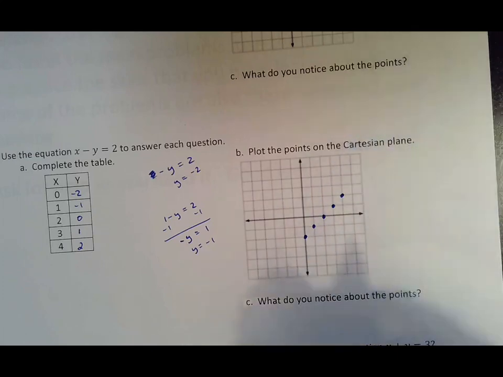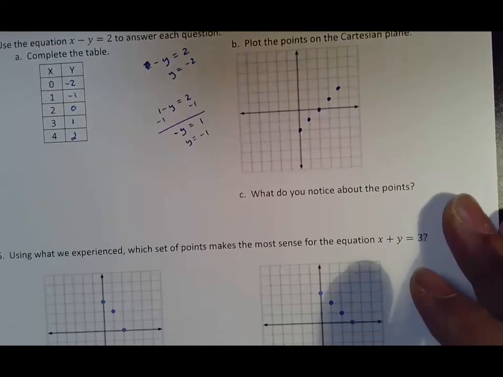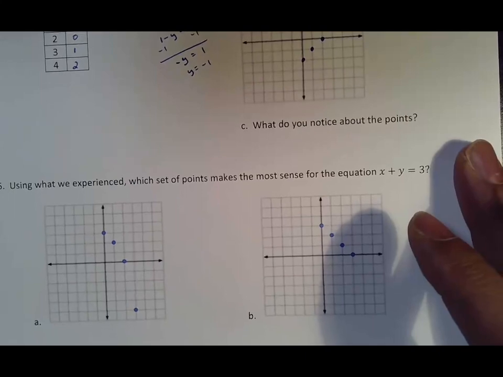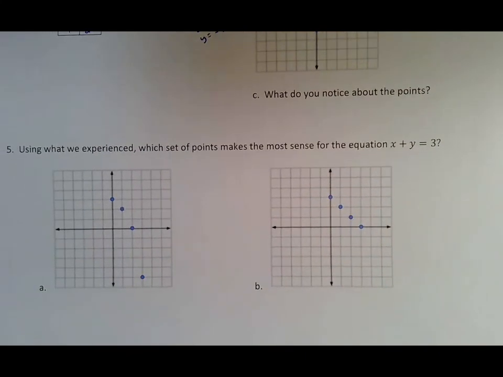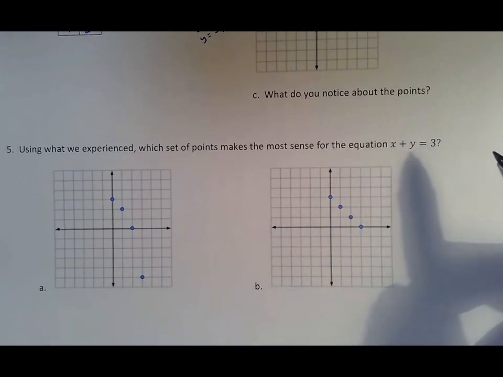They are again a straight line. That is the purpose of what we're doing today. So using what we experienced, which of these makes the most sense for the equation x plus y equals 3? A or B? Again, you're not graphing these. You're looking at these two graphs and saying, which of these makes the most sense to me as being the graph of x plus y equals 3?